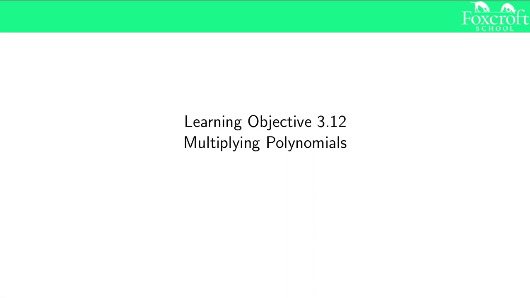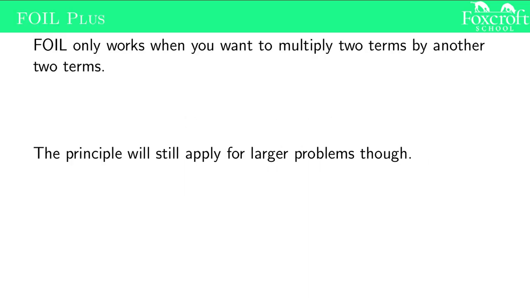In this video, we're going to look at multiplying polynomials. This expands on the idea of FOIL, but now we're doing it when we can't necessarily use FOIL, but we still want to use that idea to help us. FOIL only works when you have two terms multiplied by another two terms. There's two here, two here. That allows us to do FOIL, but we're still going to use this principle when we're applying it to larger problems.